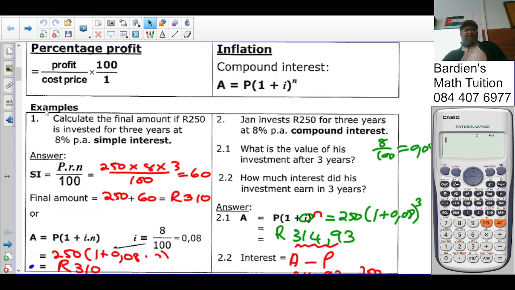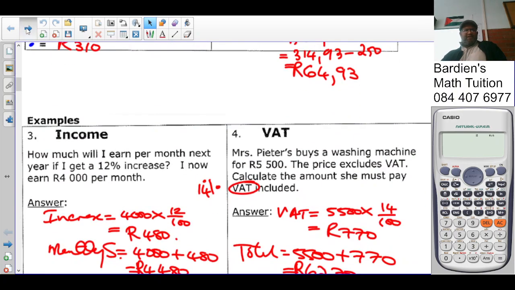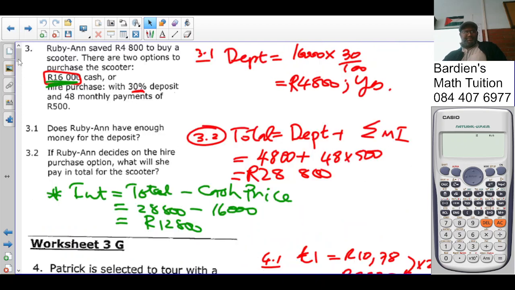So at this point, we're looking at financial maths. We're looking at 3H, correct? Yes.